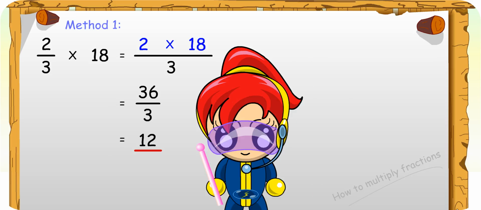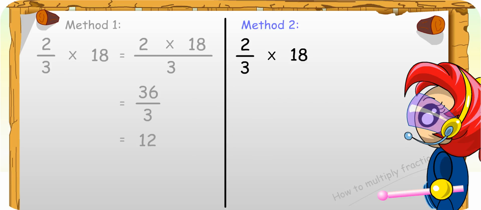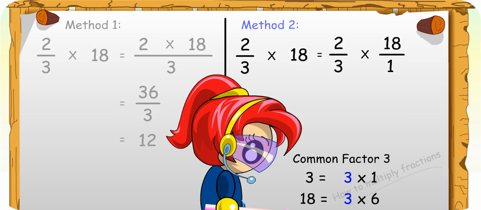I see. What is the second method, teacher? Method 2. First, make the whole number into a fraction. All whole numbers can be made into fractions by dividing them by 1. So 18 becomes 18 over 1. Now that there are two fractions, we can simplify the fractions by dividing the numerators and the denominators of both fractions by a common factor.